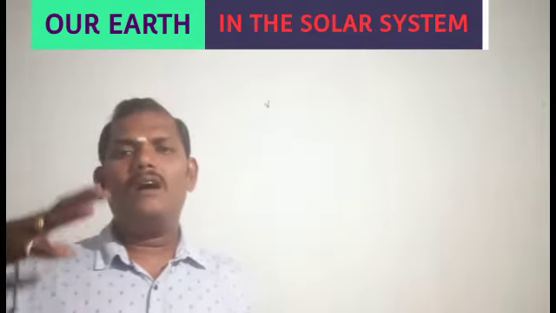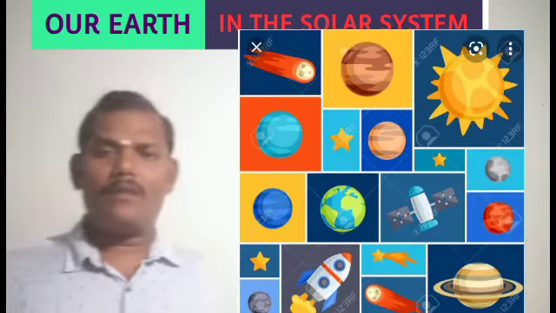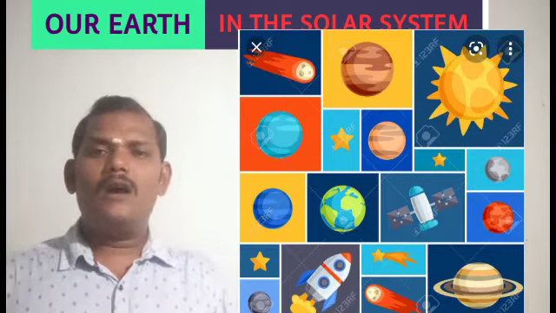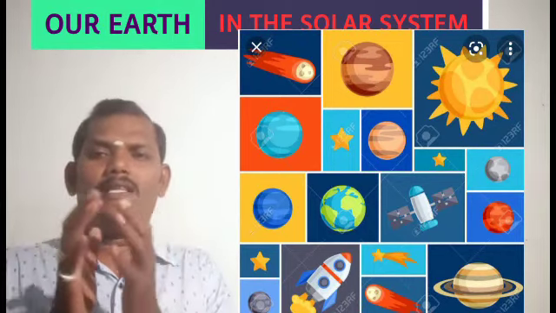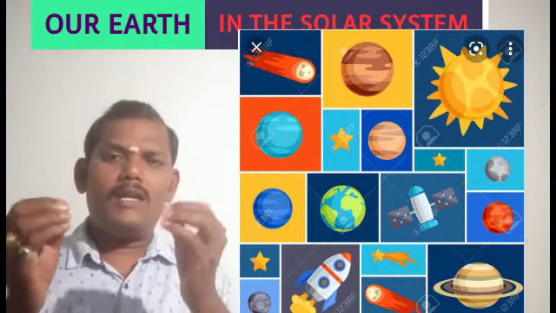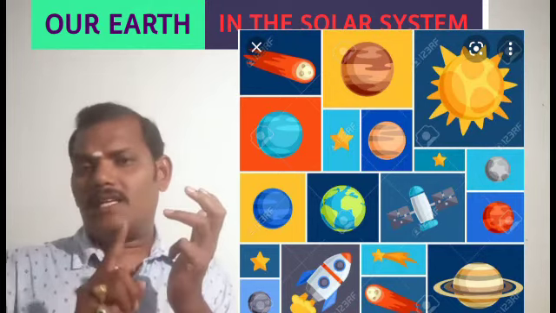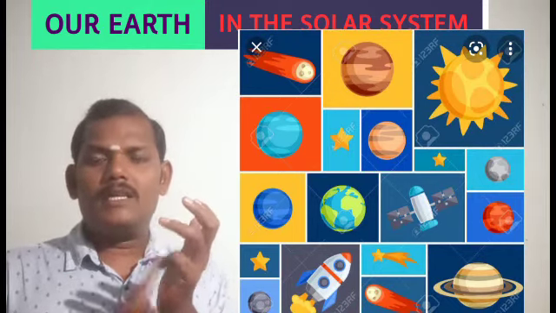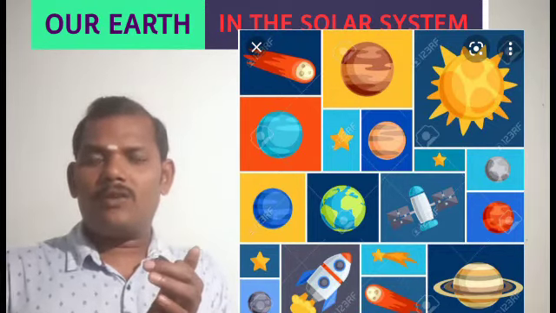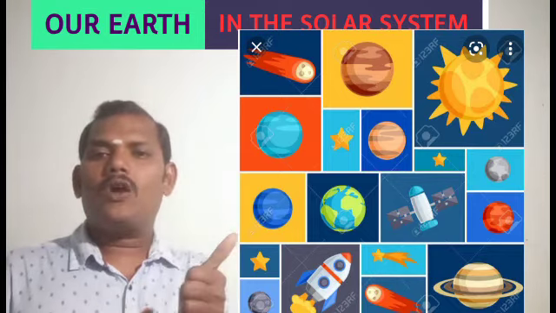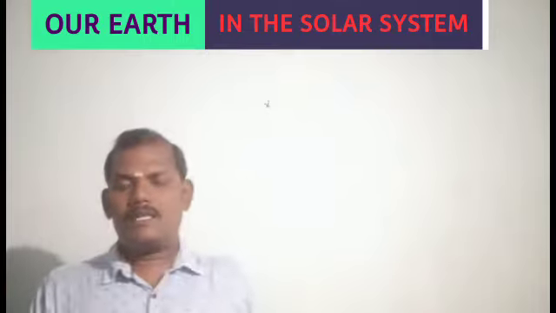These are the information in this textbook. The lesson is now totally ended. Overall, we discussed the different celestial bodies in the universe: the sun, the stars, the planets, the satellites, asteroids, meteoroids, comets, and finally the galaxy and the universe.